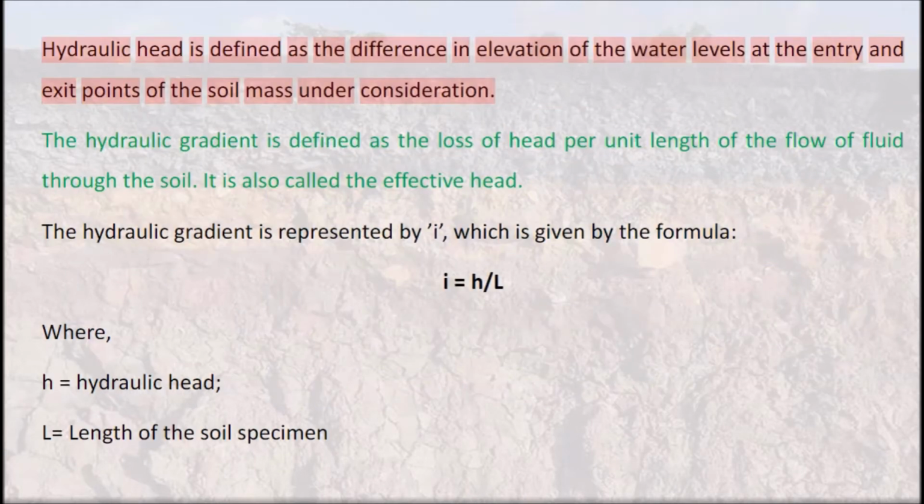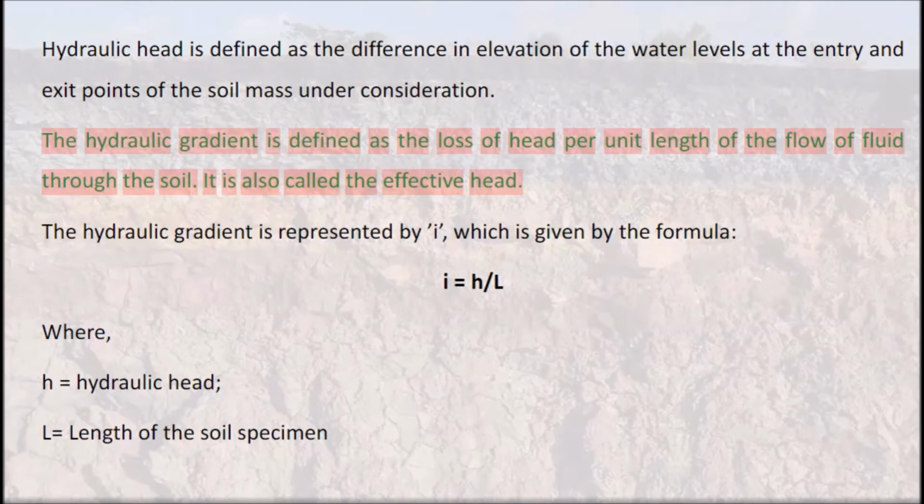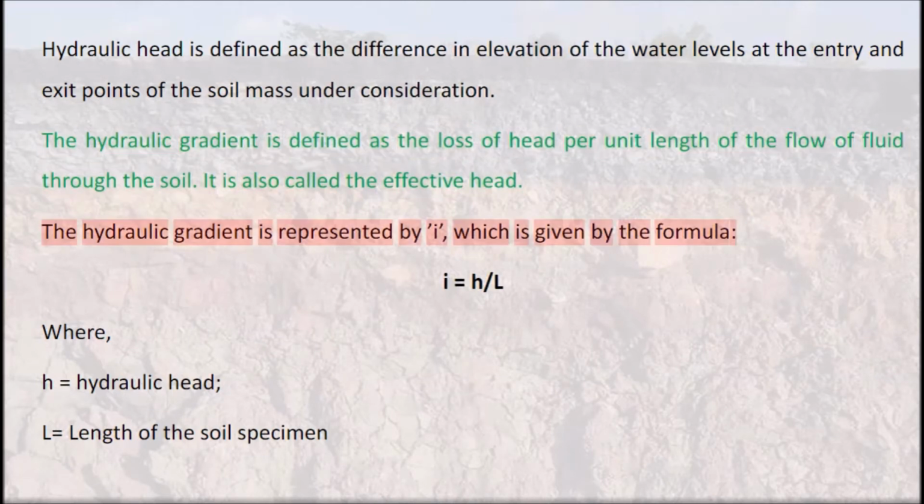Hydraulic head is defined as the difference in elevation of the water levels at the entry and exit points of the soil mass under consideration. The hydraulic gradient is defined as the loss of head per unit length of the flow of fluid through the soil. It is also called the effective head. The hydraulic gradient is represented by i, which is given by the formula i equals H/L, where H equals hydraulic head, and L equals length of the soil specimen.